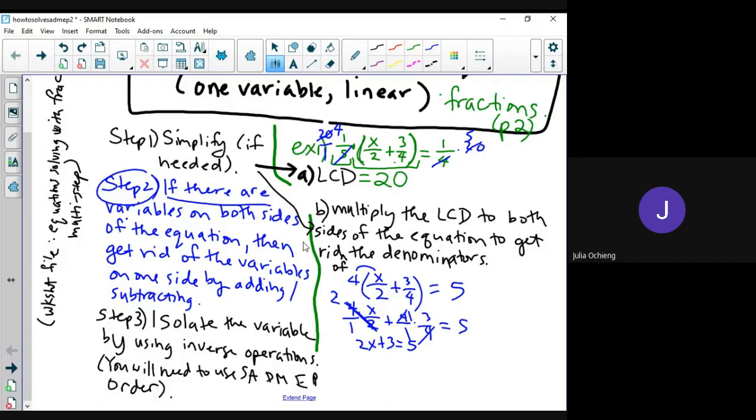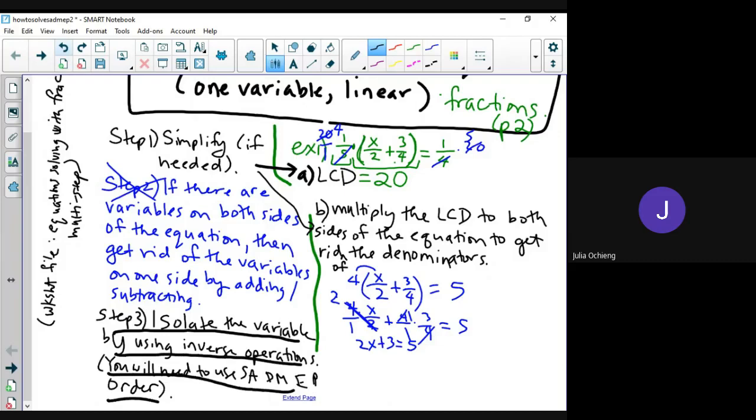If there are variables on both sides of the equation, so stop and take a look and see if there are. You should be able to tell that there aren't, so we don't have to worry about step 2. We'll just cross that off, okay? So we're going to go to step 3, which is isolate the variable by using inverse operations. You will need to use SADMEP order.